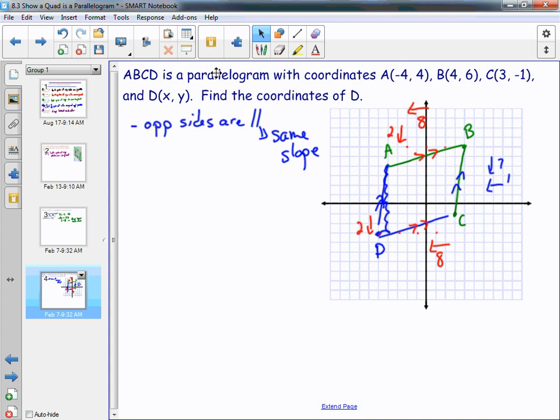So my last question is, what is the coordinate of D? That's what the problem asks for. So the coordinate of D is 1, 2, 3, 4, 5, -5, -3.